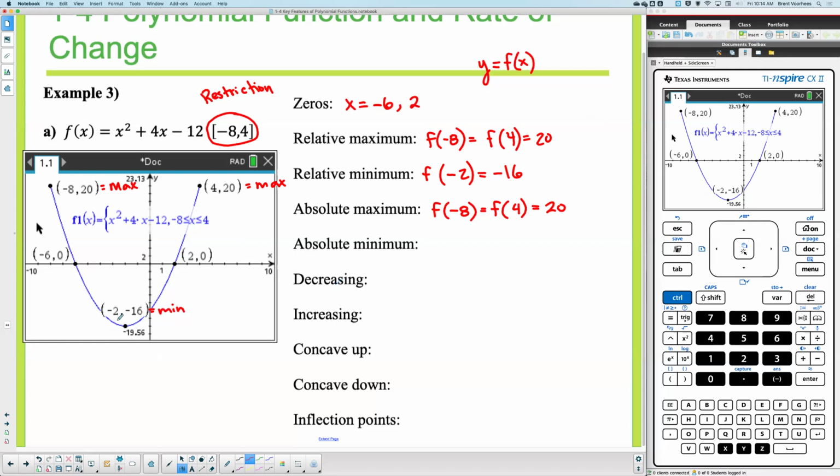Okay, tell me about this minimum. Is it absolutely the lowest part of the whole graph? Okay, so it's the same answer as relative. In a second, I'll show you how they could be different answers, how you could have a minimum, but it not be the lowest point in the entire graph.